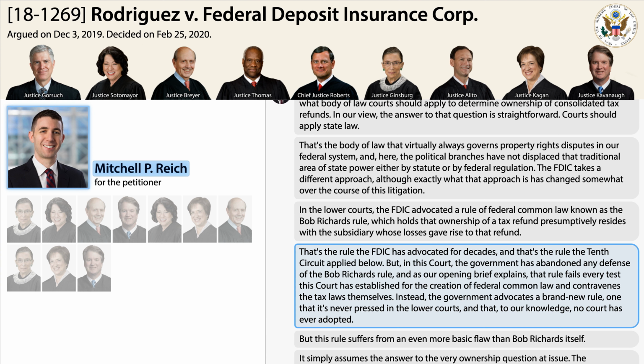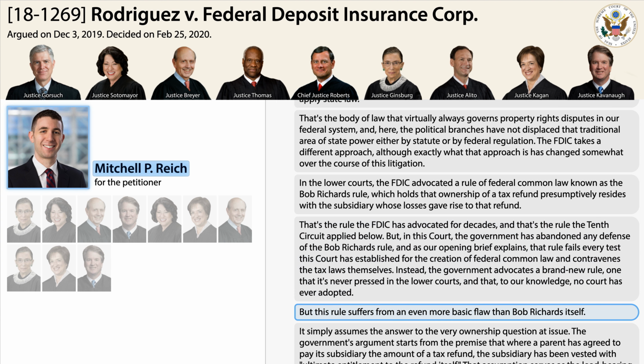But in this Court, the government has abandoned any defense of the Bob Richards Rule, and as our opening brief explains, that rule fails every test this Court has established for the creation of federal common law and contravenes the tax laws themselves. Instead, the government advocates a brand new rule, one that it's never pressed in the lower courts and that, to our knowledge, no court has ever adopted.